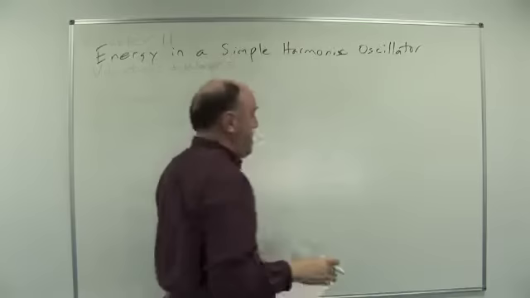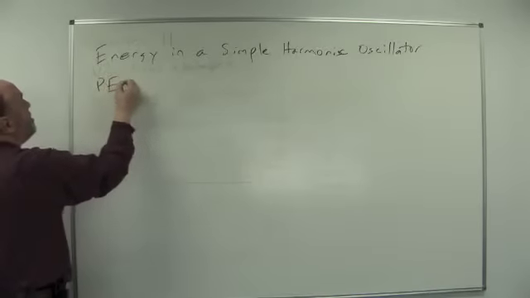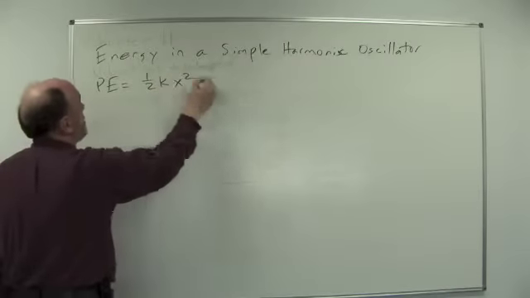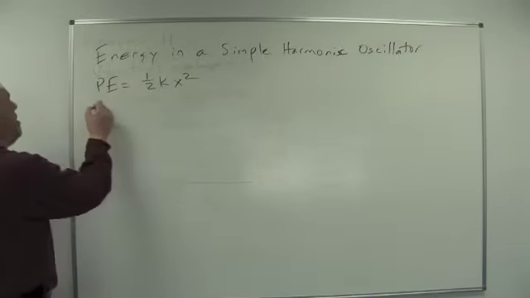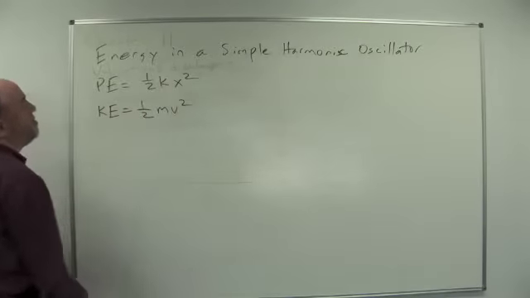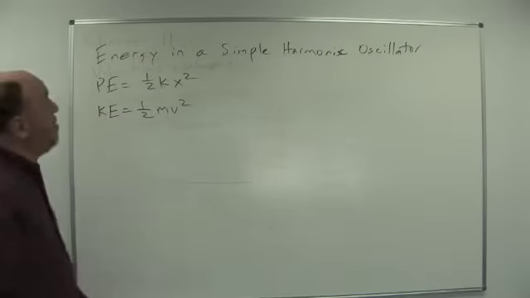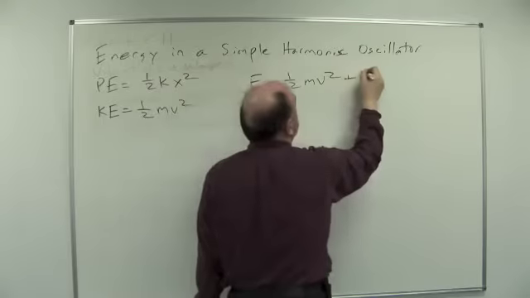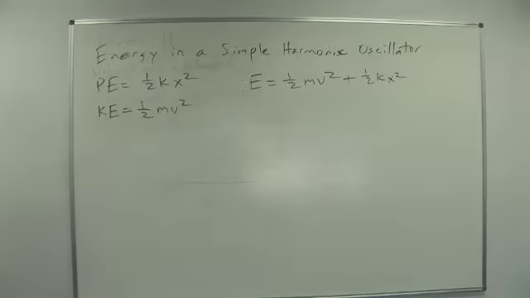And that energy will be made out of 2 parts. So the potential energy part in our system will be given by 1/2 kx squared. So that's how much potential energy is stored in our spring. And then we get the kinetic energy part of it, which is what we have seen before, which will be 1/2 mv squared. Right? And so the total energy in our system will be given by these 2 things put together. So we get the total energy in our simple harmonic oscillator.